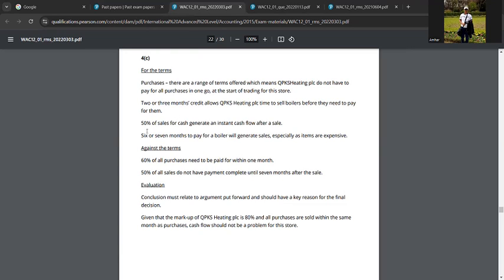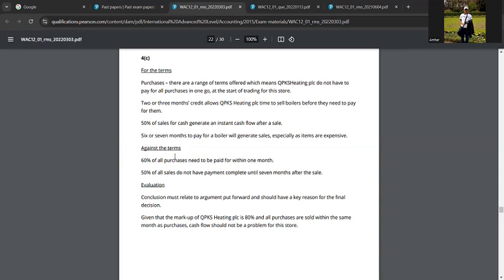Okay, and also they are saying 50% of sales for cash generate an instant cash flow after a sale. So 50% of sales, cash sales, will generate an instant cash flow. Okay, and 6 or 7 months to pay for a boiler will generate sales, especially as items are expensive. So when we are paying later, it will generate sales because items are so expensive and all that.